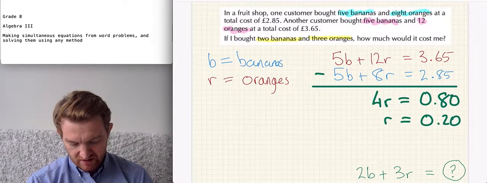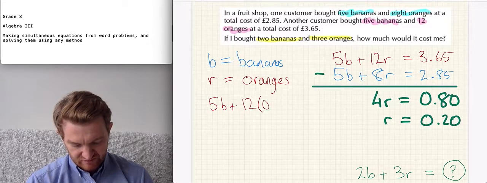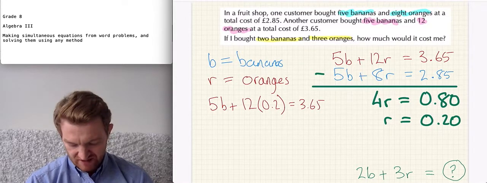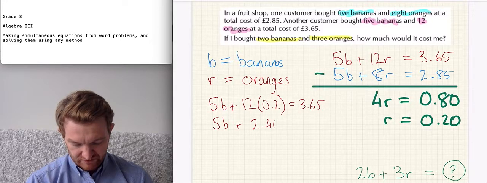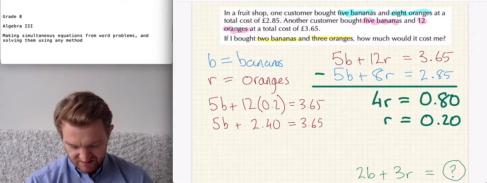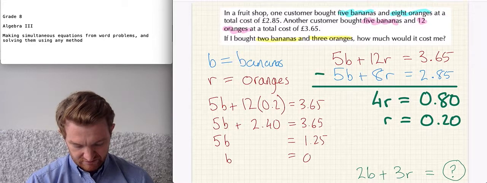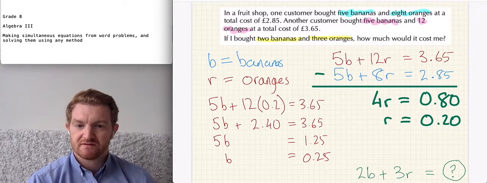I'm going to substitute the R into the first one, so 5B plus 12 lots of 0.2, I'll show you can do it either way, 3.65. Remember to use your calculator if you're not happy doing this mentally, and then that gives you 2.40 plus 5B is 3.65. Subtract that from both sides. 5B is 1.25, and then B is equal to 25 pence.